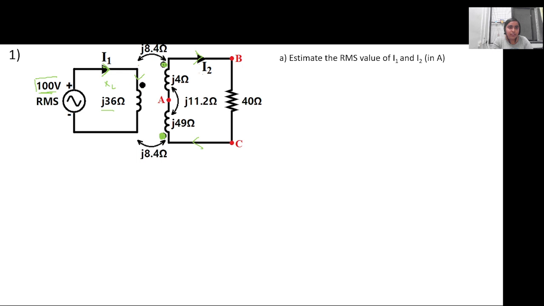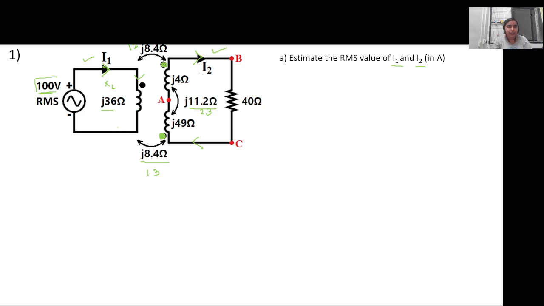So the mutual inductance between coil 1 and coil 2 is given, the mutual inductance of coil 2 and 3 is given, and this one is given for coil 1 and 3. So all the self inductance and the mutual inductance are given. You have to estimate the value of I1 and I2. That is, we have to solve one KVL equation for this loop and the second KVL equation for this loop. So let's solve one at a time.